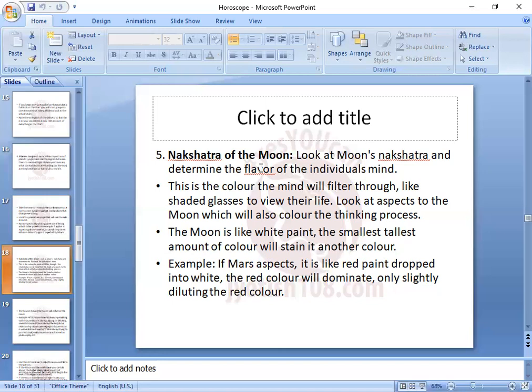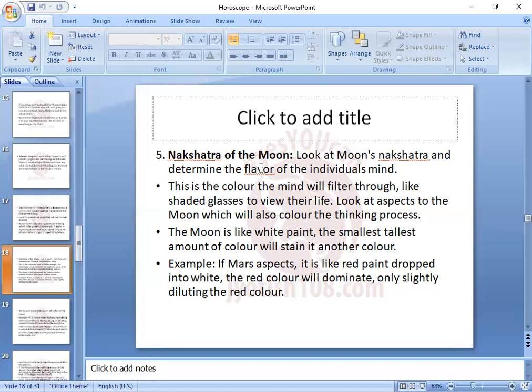Okay, this is the color the mind will filter through, like shaded glasses, to view their life. Look at aspects to the moon, which will also color the thinking process. So the moon is regarded as Ati Shubha. But then, because the moon is Ati Shubha, the other planets which are conjuncting or aspecting the moon will always change the colors of the mind.